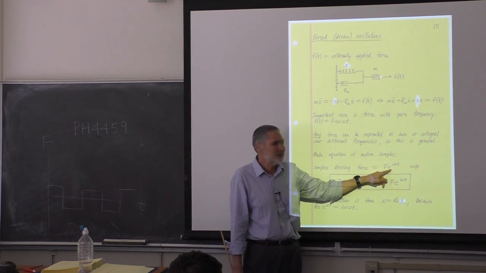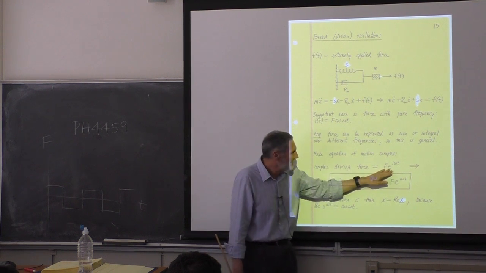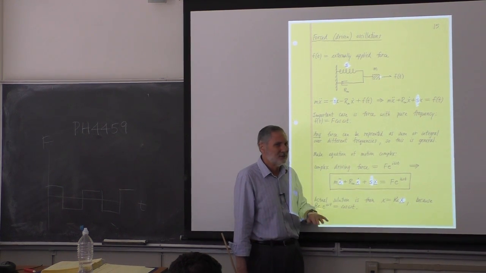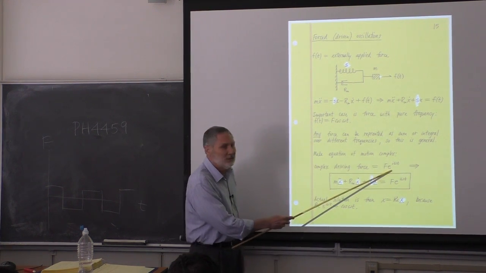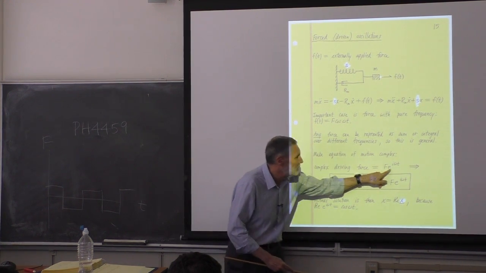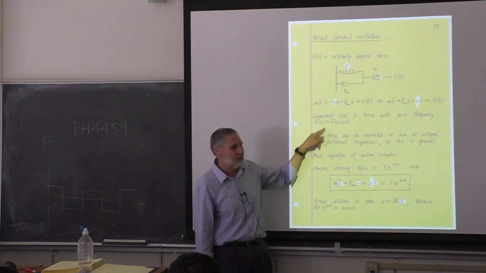Technically, I never thought about this until last night. I don't think you have to do this, but you make life much easier if you replace the cosine with an e to the i omega t. And of course, the real part of this is what? It's F times the cosine omega t.